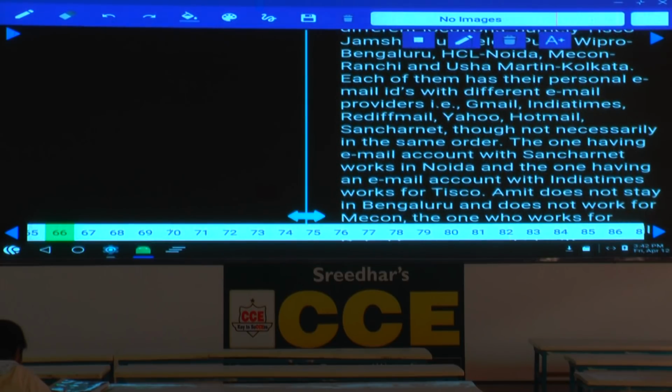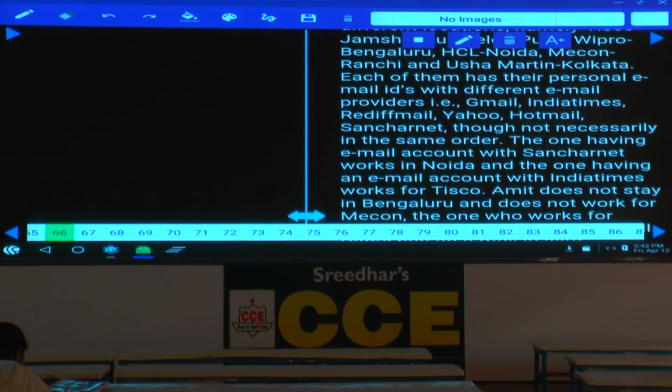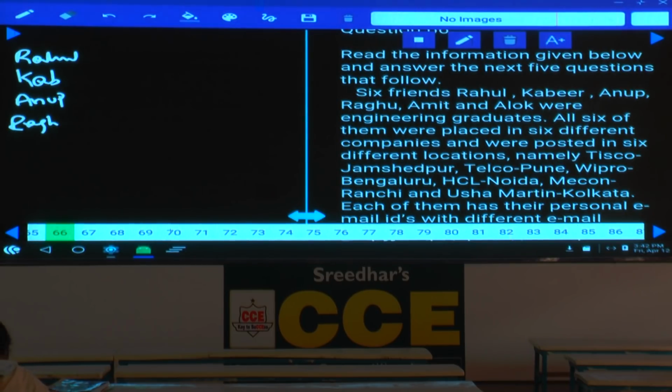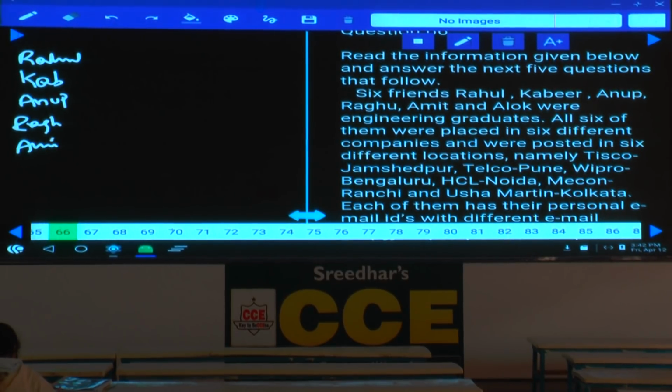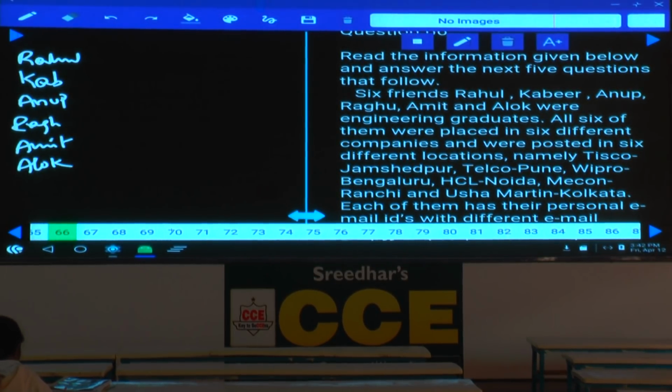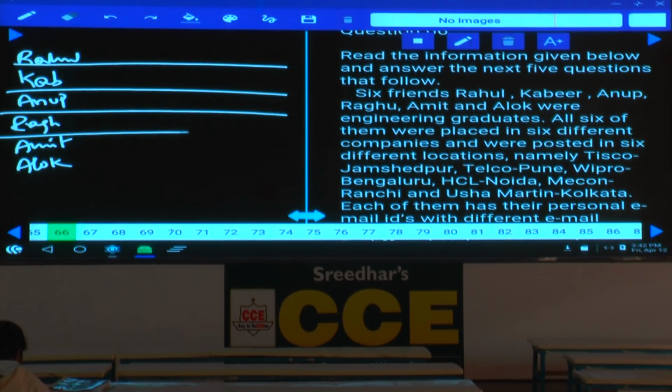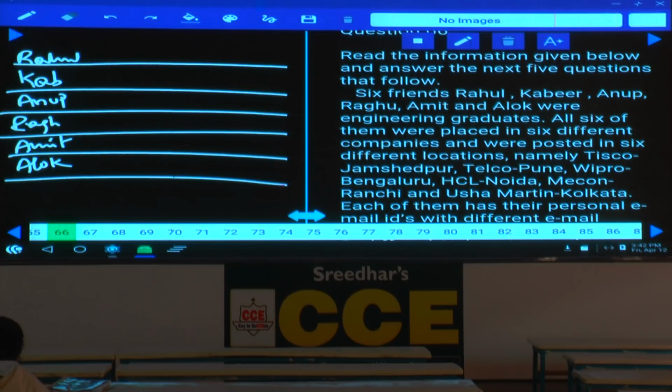Whenever it comes under more than 1 parameter, we need to draw the diagram, isn't it? What is the diagram here? First, we need to fix the person. So, all the fixed persons here: Rahul, Kabir, Anup, Raghu, Amit and Alok. These are the 6 persons, and these 6 persons were placed in different companies and different places, and the email ID as well.